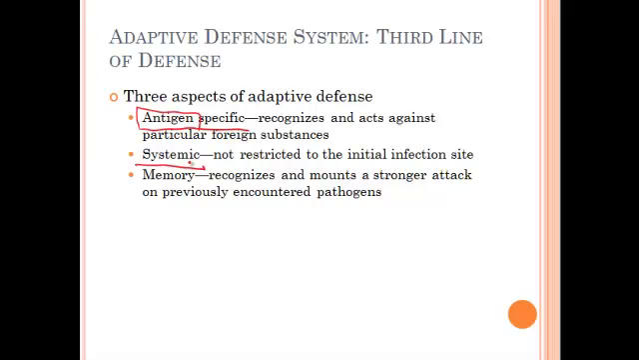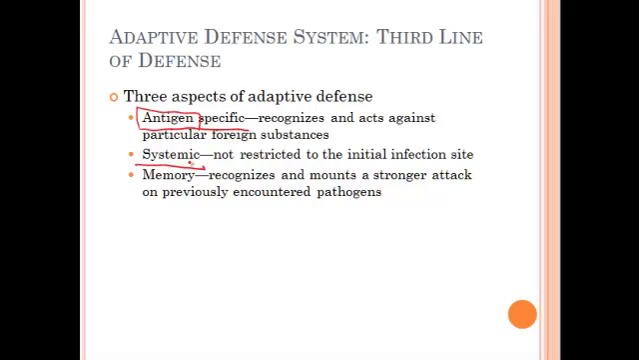And so a systemic adaptive defense system means that if you're having an attack on one region, it's not just centralized to there, it's able to move around the whole body and protect your whole body.